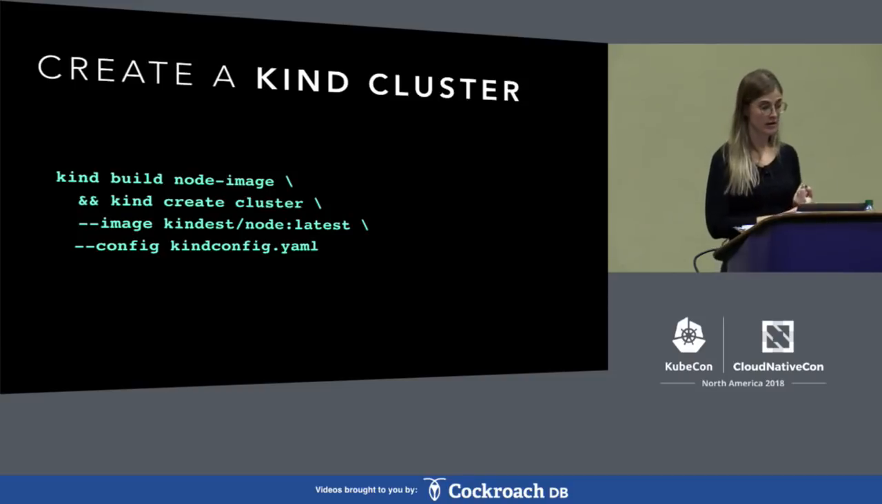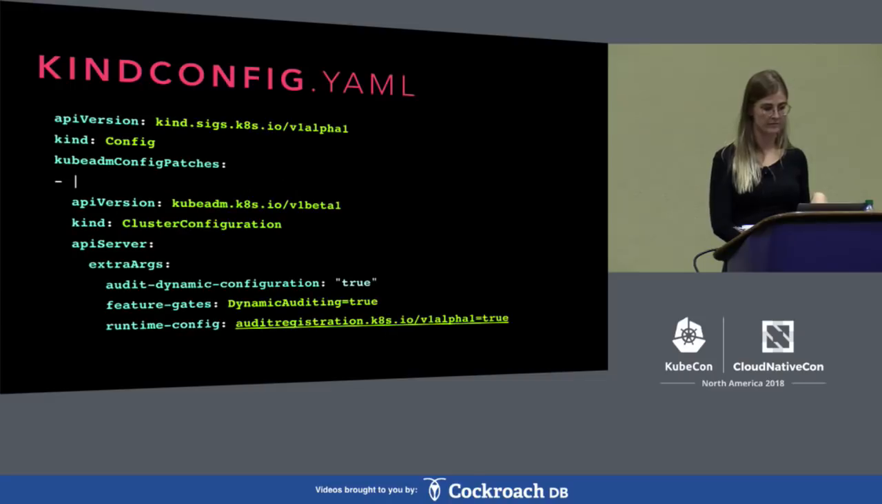So with this command right here, I am building a node image. This isn't always necessary, but Kind is currently at 1.12, and I need a 1.13 cluster, so I had to build it from source. After that, I'm just going to run kind create cluster and set this image flag to use the image I just built. And then we also have this other flag, config, and this is the kind config.yaml. This is where you're going to set your API flag, so you have audit enabled.